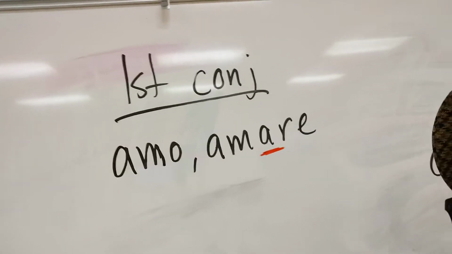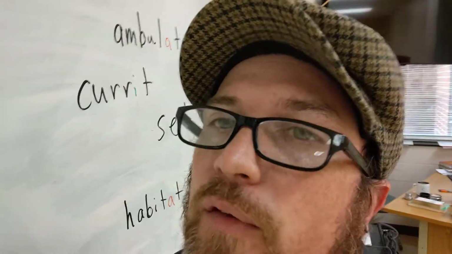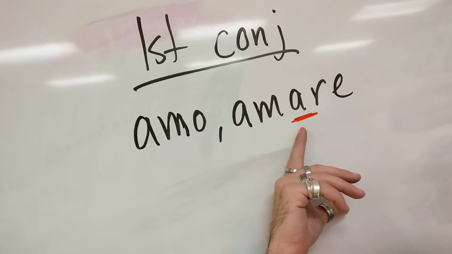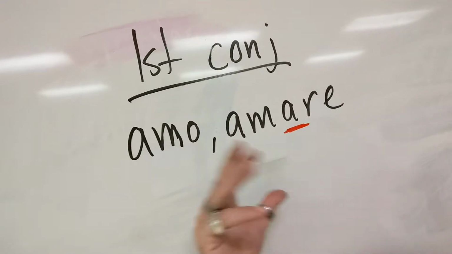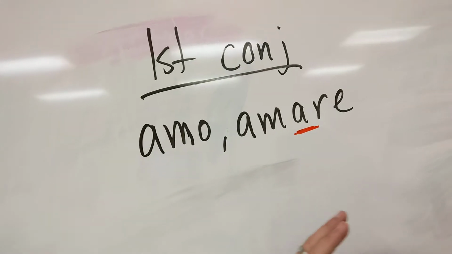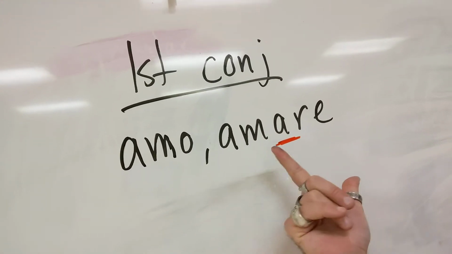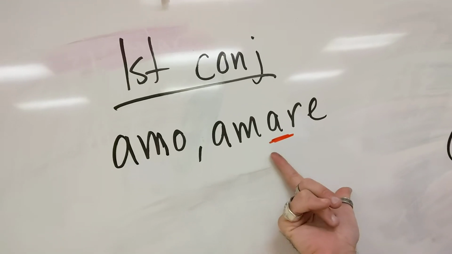But as big and fancy as the word first conjugation might sound, it's only called the first one so that we can denote the verbs by their infinitive. So this is a verb that means to love. Amo would be I love, and amare is literally to love. It actually means to love.